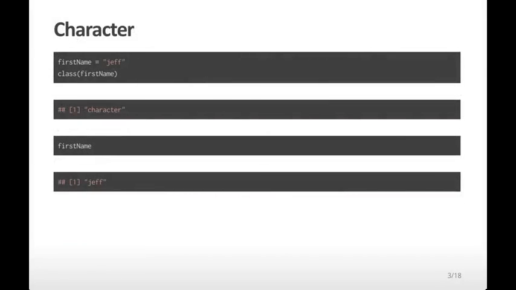So we're going to start off with characters. In R, you can assign a variable like first name to have a value like Jeff, where Jeff is in quotes. If you look at the class of this variable first name, by applying the class function like this, you get out something that says character. So this is a character variable. You can also type first name to actually see the variable's assigned value, which is Jeff. Character variables are good for storing text as opposed to storing numeric values.